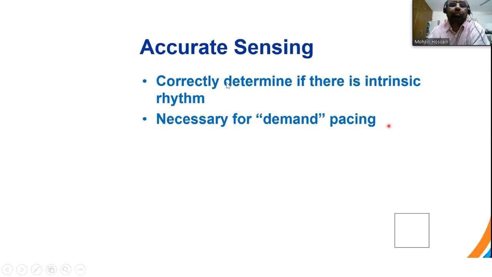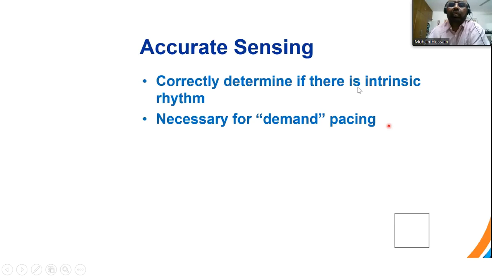Now we come to sensitivity. The pacemaker's common functions are pacing and sensing. Now, what is the problem of sensing? Sensing correctly determines if there is an intrinsic rhythm or not. So the pacemaker will determine whether there is an intrinsic rhythm, and this is necessary for demand pacing. If there is no intrinsic rhythm, it will pace. So these are two important functions.